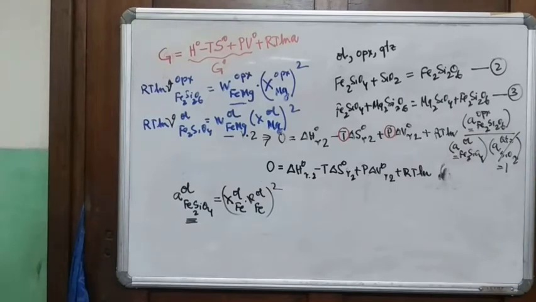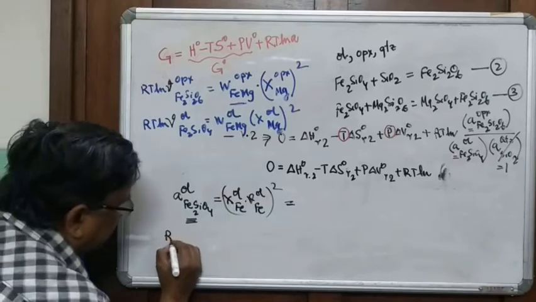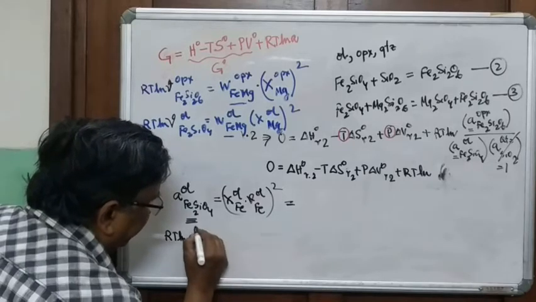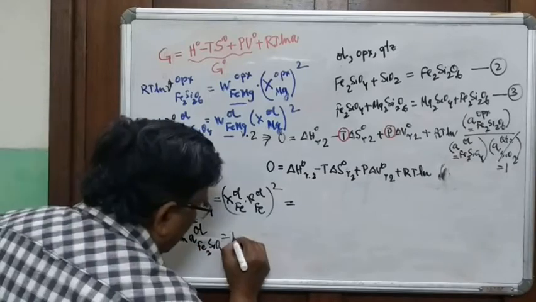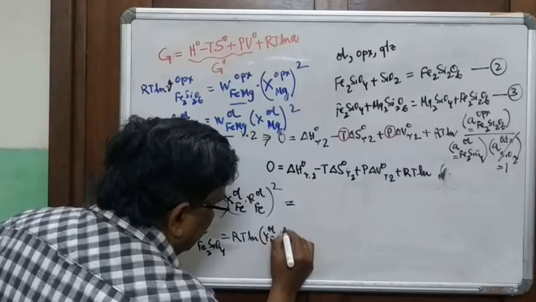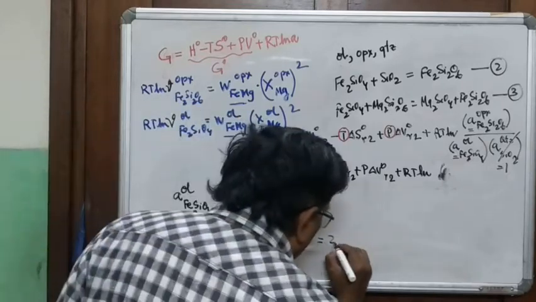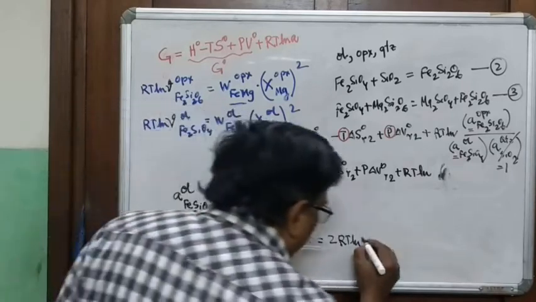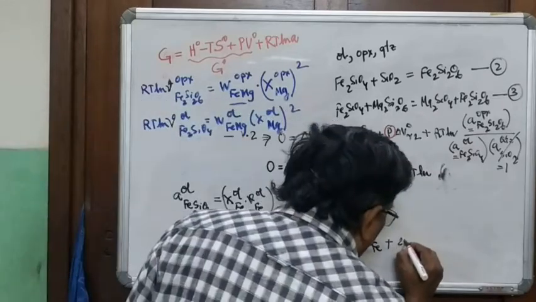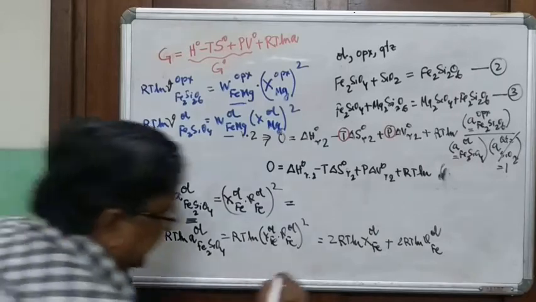It's all squared. So what will happen here, if you take RTLN activity of Fe2SiO4 in olivine, you will get RTLN of XFe in olivine into gamma Fe in olivine, whole squared, which is equal to 2RTLN XFe olivine plus 2RTLN gamma Fe olivine.